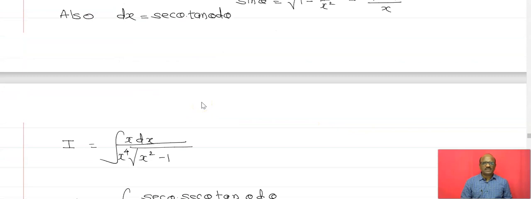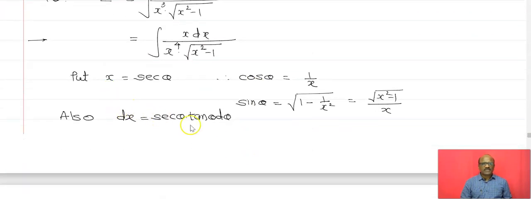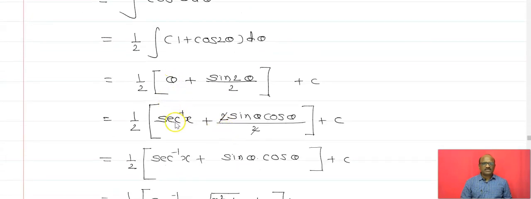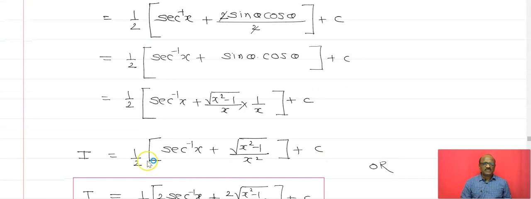What is θ? θ = sec⁻¹ x. Now 2 sin 2θ means 2 sin θ cos θ. These two get cancelled and you will get 1/2 (sec⁻¹ x + sin θ cos θ). But again we will substitute the value. Sin θ means √(x² − 1)/x into 1/x, bracket complete, plus c.